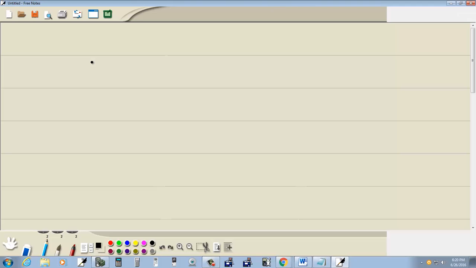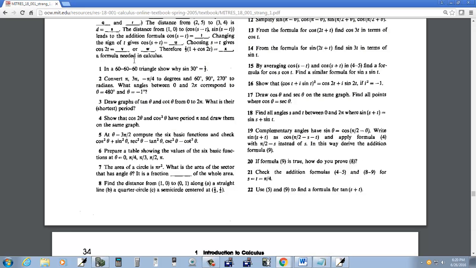Number 4, we got cosine of 2 theta, and we got cosine squared. And I'm not really sure what they want you to do exactly. It should show that they have period pi.